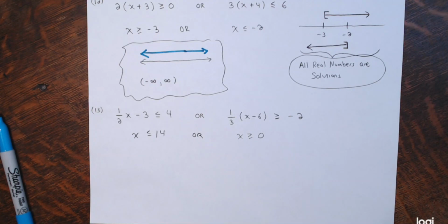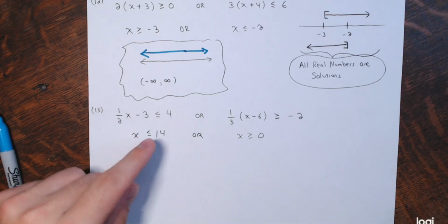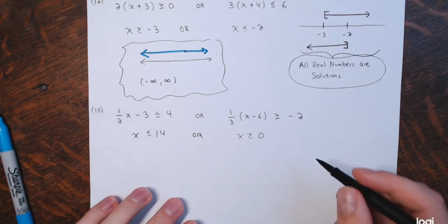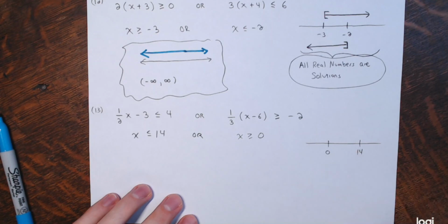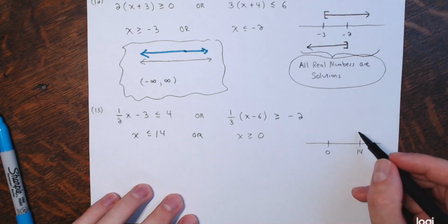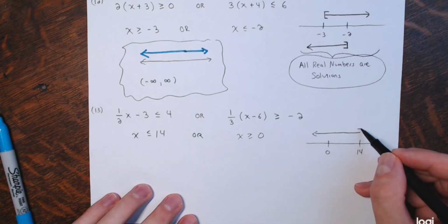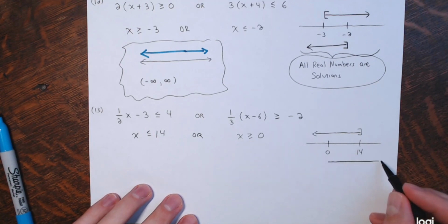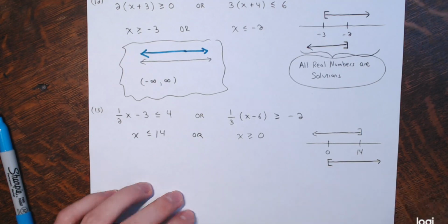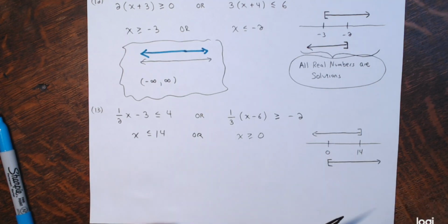And again, in my final solution, my final graph, I want to draw a picture of all the numbers that satisfy either one of these or both. I'll make a rough sketch again. 0 and 14 are mentioned. X is less than or equal to 14, that's these numbers. X is greater than or equal to 0, it's these numbers. And every single number I just drew satisfies at least one of these, so it satisfies the compound inequality.